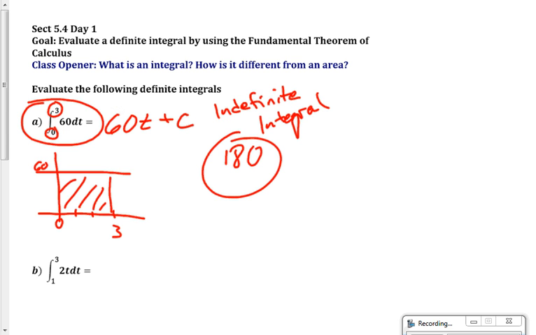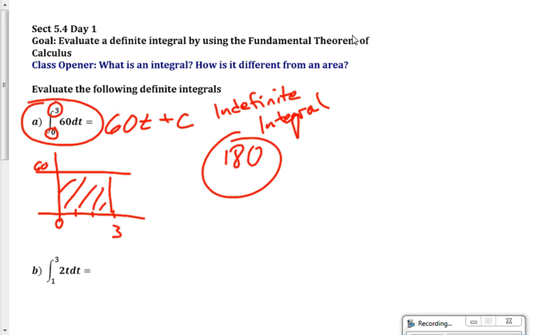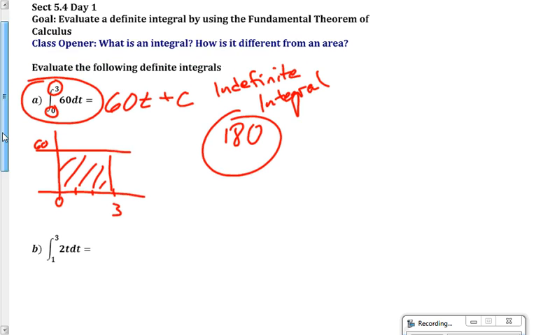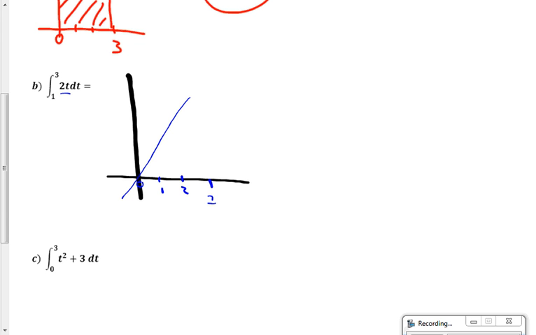Okay. What'd you get for the second one? 8? You got 8. 8 is correct. If you got 12, I think we might need to check our bounds. The function is 2t, and we know that's a linear function with slope of 2, so I'll just approximate it there. Here's 0, here's 1, here's 2, here's 3, and we want to go from 1 to 3.